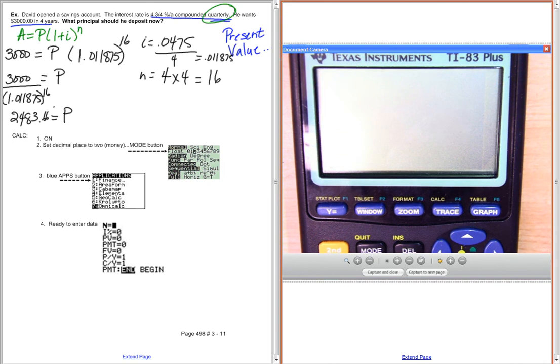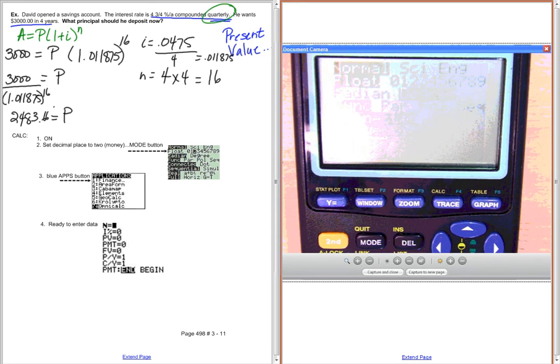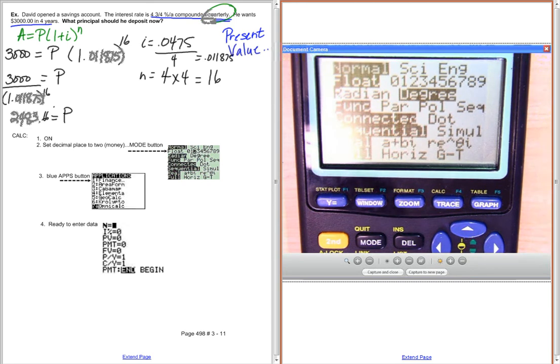if we push that, I guess turning it on is helpful. Mode button, and you go down to the second row. We're going to put it to 2 decimal places for money.